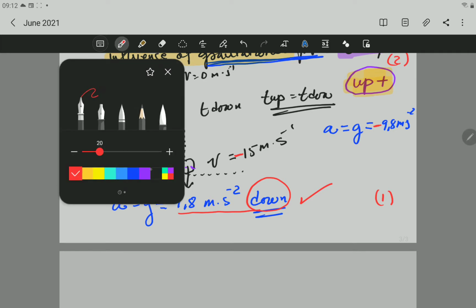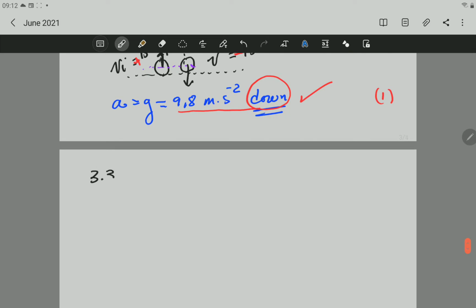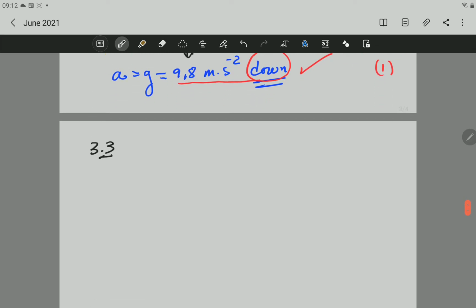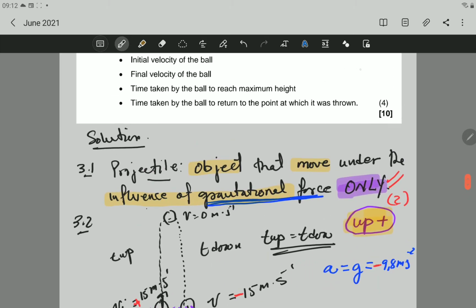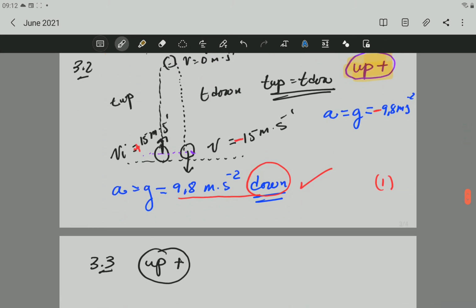Okay, now let's go to question 3.3. Now remember, we are going to consider up as positive for the entire question. Now there are many options that we can use to solve this question. This question says calculate the time taken by the ball to return to the level ground. So it's the time the ball takes to go from the starting position to maximum height, and then coming back from maximum height to the starting position.